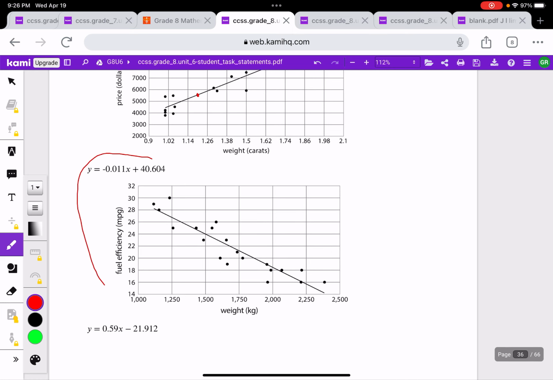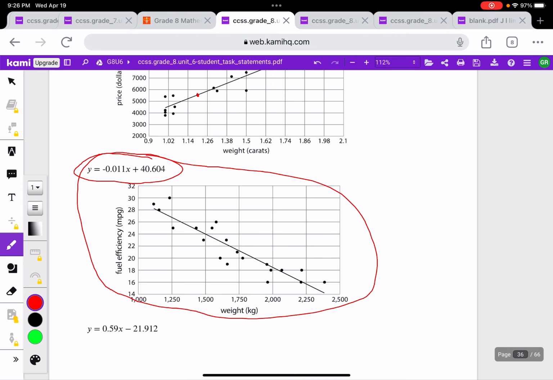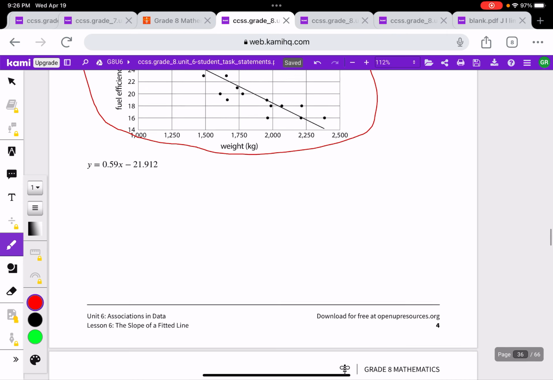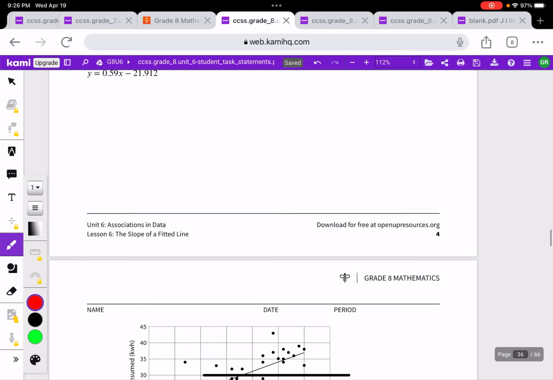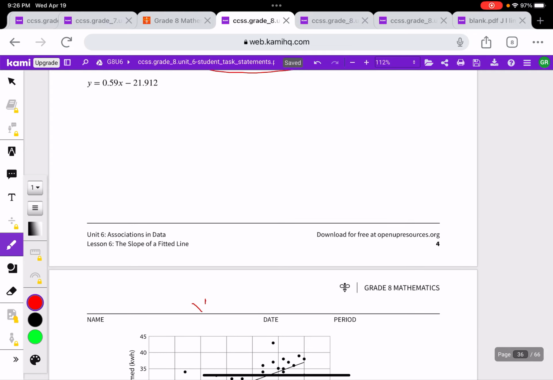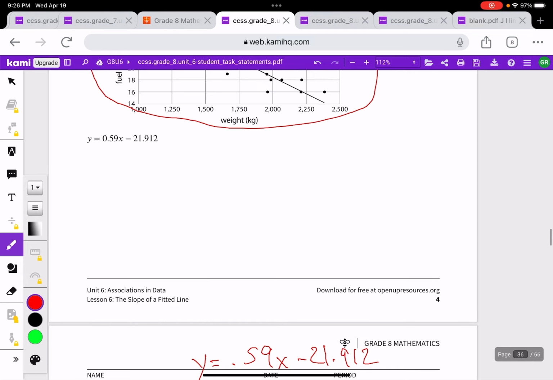They gave us this equation. This one goes with this one. That equation goes with that. And this equation annoyingly goes, I'll rewrite it down here, y equals 0.59x minus 21.912. So when we get to that one, we'll take a look at that.